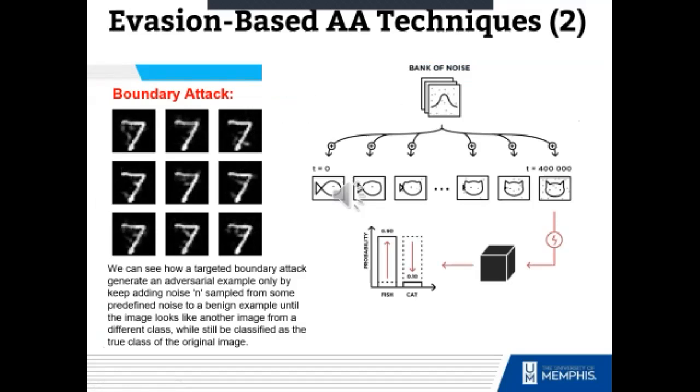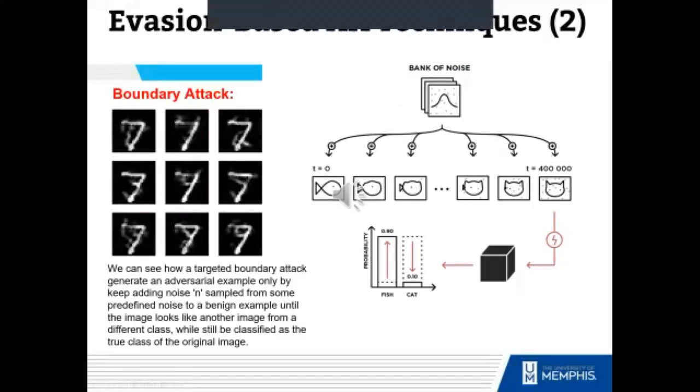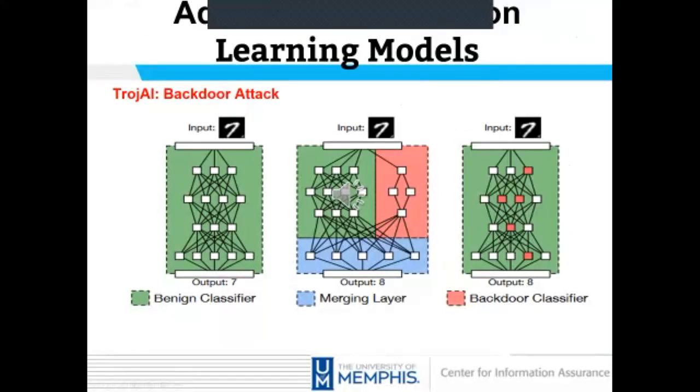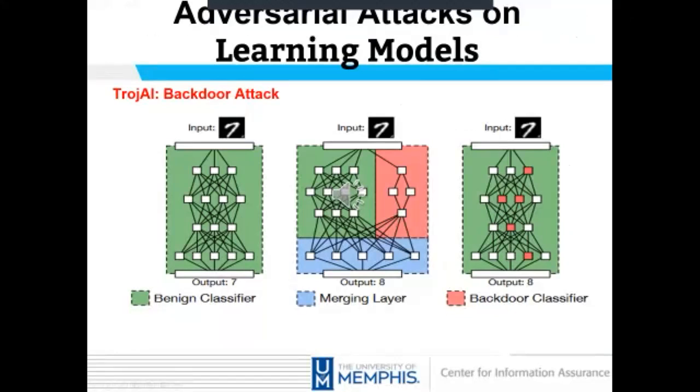We can see how a targeted boundary attack generates an adversarial example by only adding noise and sampling from some predefined noise to a benign example until the image looks like another image from a different class, while it is still classified as the true class of the original image. This is an example of Trojan AI, where an extra layer has been added which creates the misclassification.